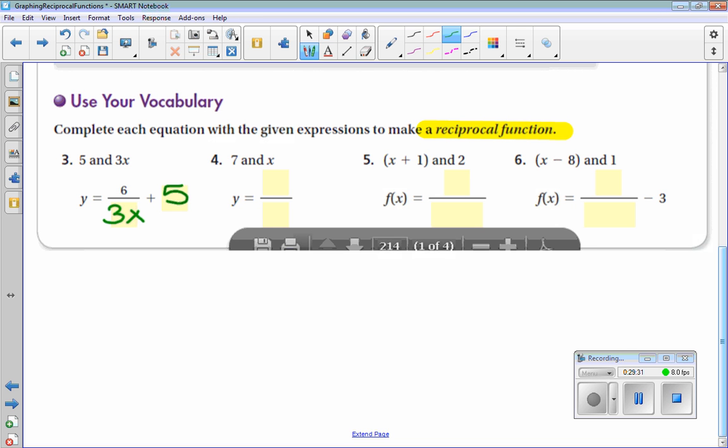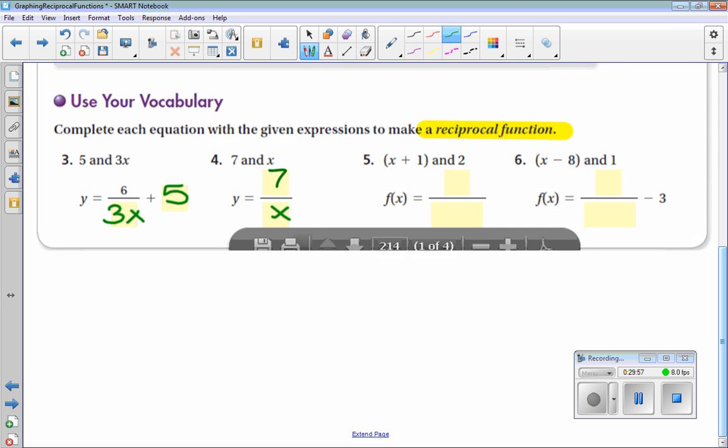All right? How about number 4, Daniel? What do you think? Where would the 7 and where would the x have to go? Good. We're trying to make it a reciprocal function. Does this one go up or down at all, Matthew? Number 4. Does it go up or down at all? No, because there's nothing added or subtracted at the end, right?